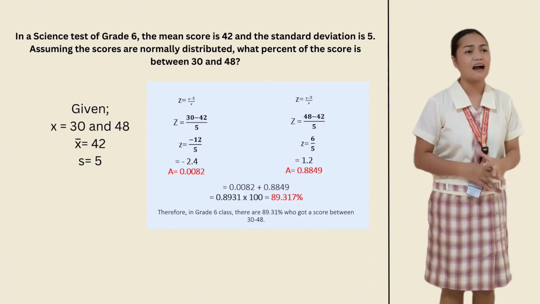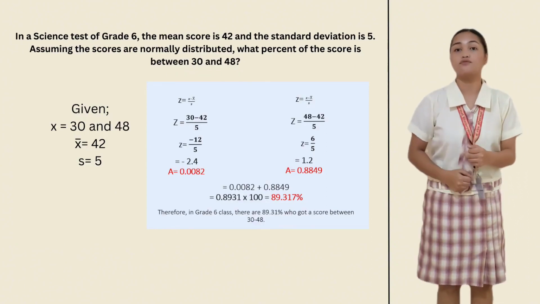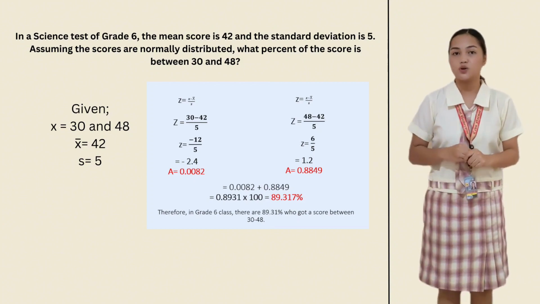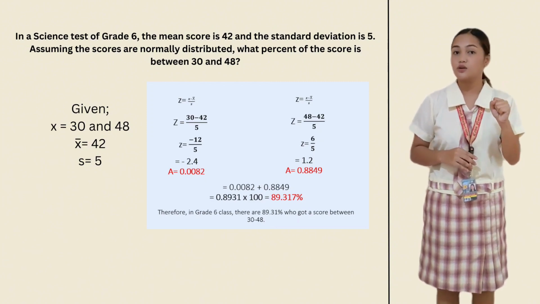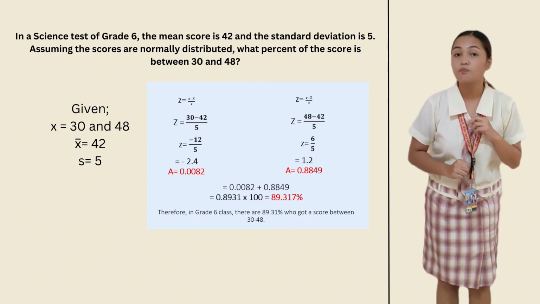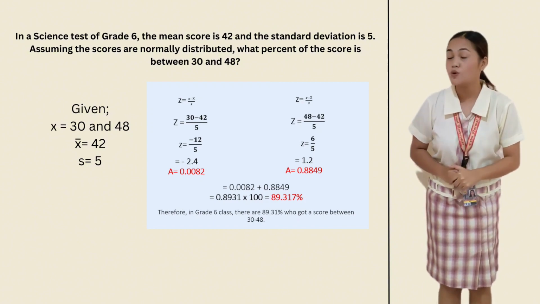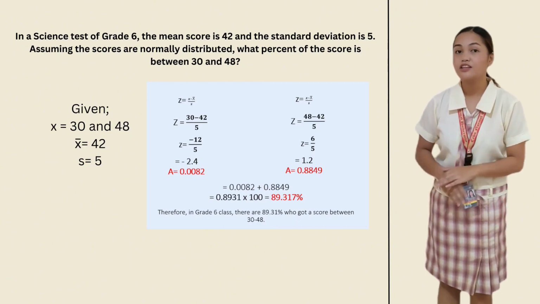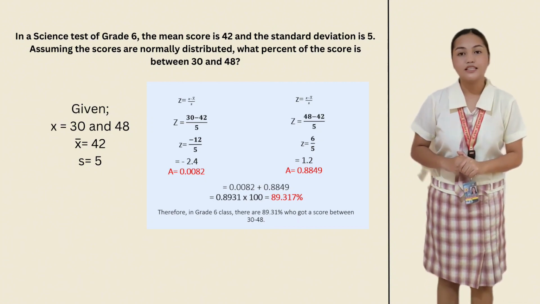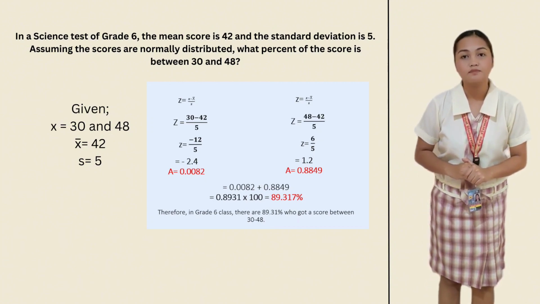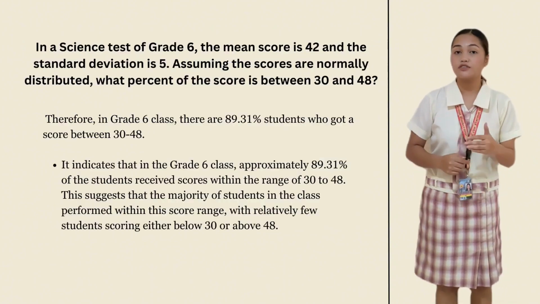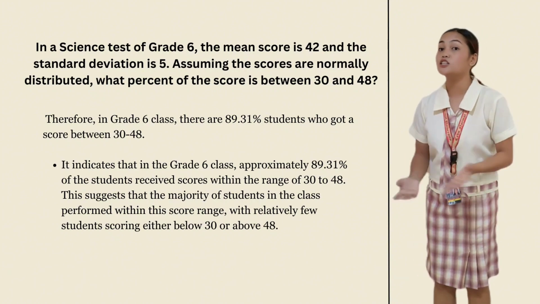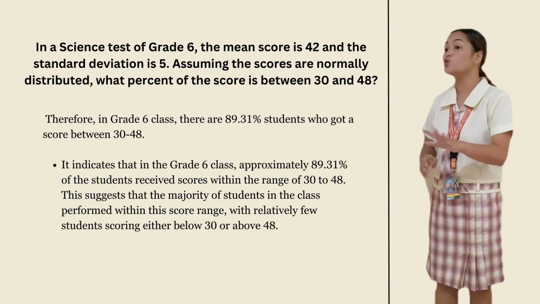Since the problem asked what percent of the scores is between 30 and 48, we will add the areas of the two z-scores, which are 0.0082 plus 0.8849, equal to 0.8931, and multiplied by 100, the answer is 89.31. So therefore, in the grade 6 class, there are 89.31% students who got a score between 30 and 48.